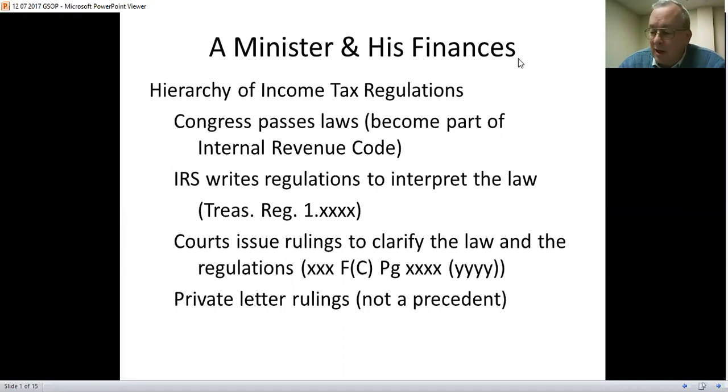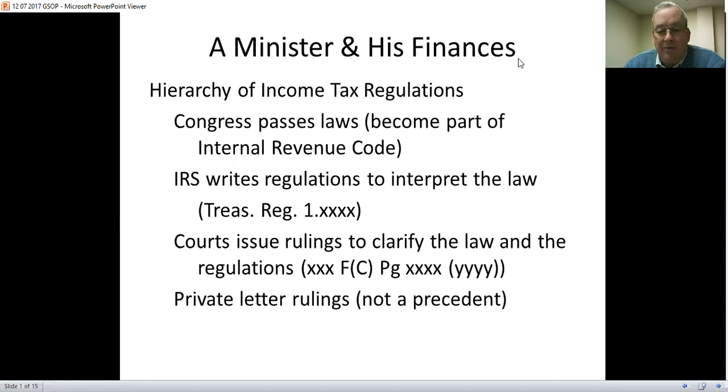We're going to start with just a little understanding of what we're talking about. We're talking about federal tax law. Congress passes laws. They become part of the Internal Revenue Code. When they do, the Internal Revenue Service writes regulations to relate to those parts of the Internal Revenue Code. For example, the part of the Internal Revenue Code that relates to housing allowance is Section 107. So if the IRS writes a regulation about that section, it would be a Treasury Regulation 1.107, whatever, to tell us what part specifically they're talking about.